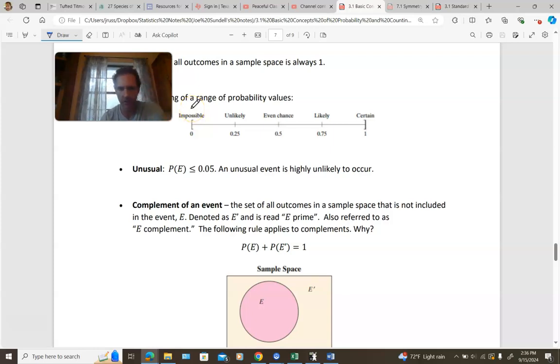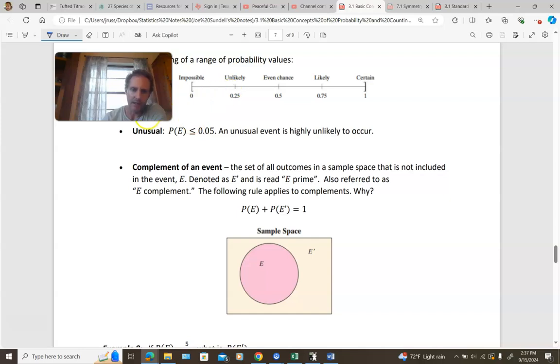All right, so let's look at this continuum here. Like I said, if an event has a probability of 0, that means it's impossible. And then anything with a probability of 1 is said to be certain to occur. And then 0.5 means there's an even chance, like flipping a coin, and then anything around 0.75 or 75% is said to be likely. Anything around 0.25 or 25% is said to be unlikely.